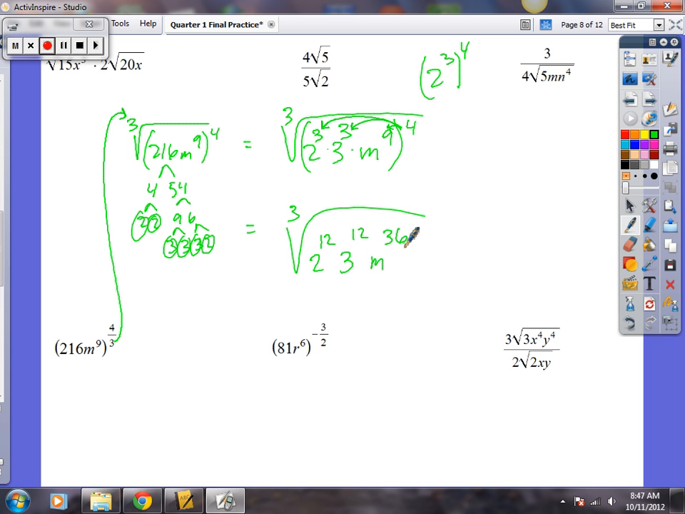Okay, let's just pull things out. You pull them out in sets of 3. How many 2's can I pull out? How many sets of 3 are there in 12? So on the outside I can pull out 4 of them times 3 to the 4 times m to the, how many 3's are in 36? 12. So on your calculator you can go 2 to the 4th times 3 to the 4th, and you're going to end up with 1296 times m to the 12th. Final and best answer.